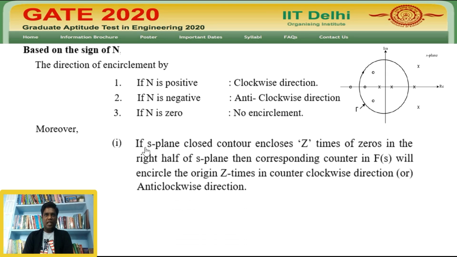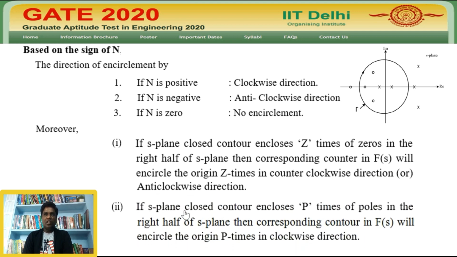Moreover, if the s plane closed contour encloses Z zeros in the right half of the s plane, then the corresponding contour in F(s) will encircle the origin Z times in the counterclockwise or anticlockwise direction. If the s plane closed contour encloses P poles in the right half of the s plane, then the corresponding contour in F(s) will encircle the origin P times in the clockwise direction.